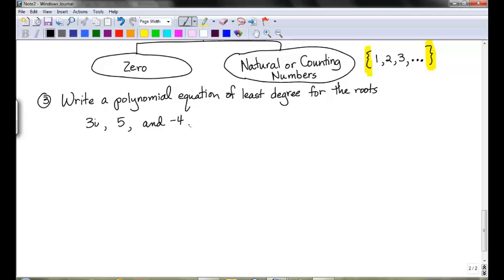Okay, what the author's saying is these are the answers. He wants to know what's the beginning equation. The first thing you have to look at is this. The author's not telling you all the roots.